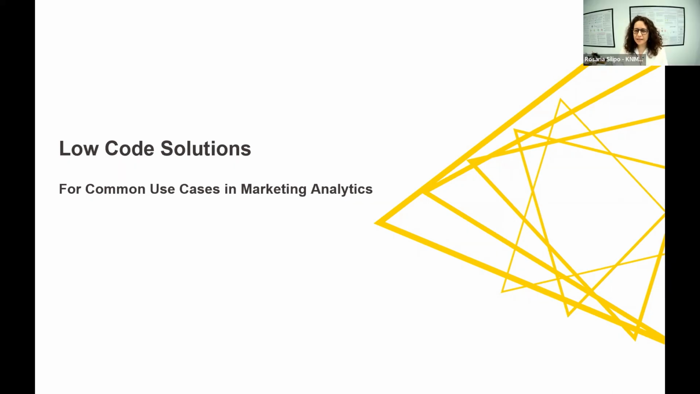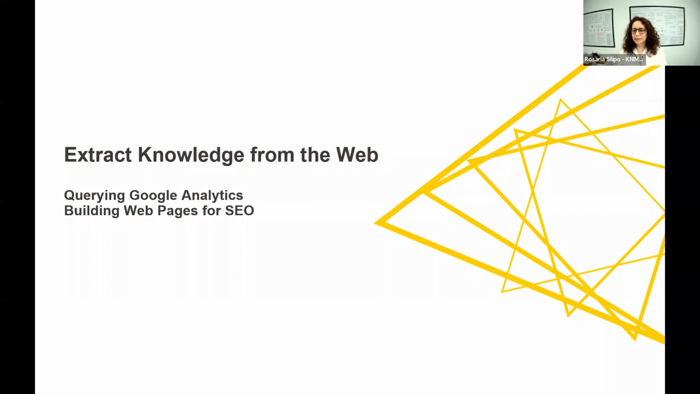Okay, so let's start to see some of those marketing solutions. We start with extracting knowledge from the web. As we all know, the web is the place to find information: information about products, customers, competitors, web pages. So let's focus on the web pages. Can we collect information about web pages from, for example, Google Analytics? And going in the opposite direction, how can we make our web page stand out for search engines, and easy to find by the public?